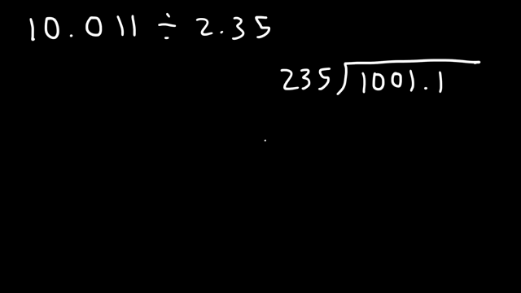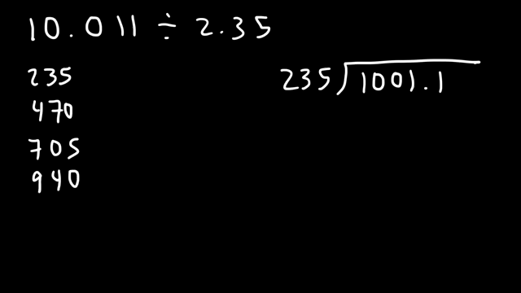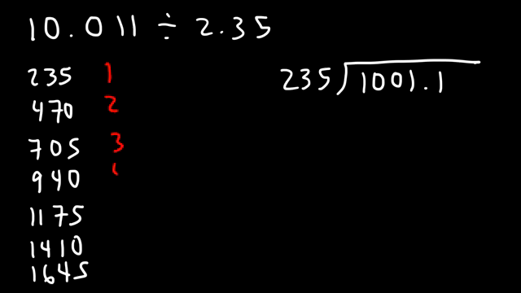So now let's make a list. So 235 plus 235, that's going to be 470. And 470 plus 235, that's 705. And then if we add 235 to that number again, it's 940. And then that plus 235 is 1175. And let's do it one more time just in case. So the next number is 1410. And then 1410 plus 235, that's 1645. Typically, the most you need to go up to is 10 when doing long division.